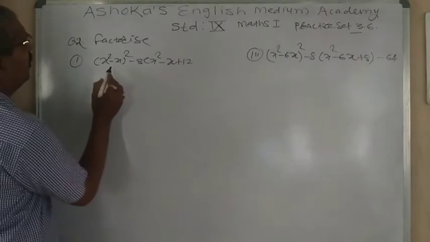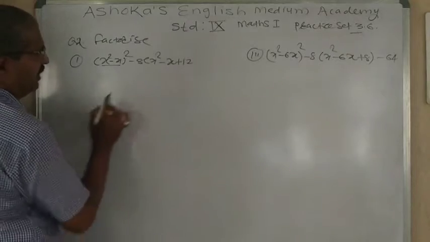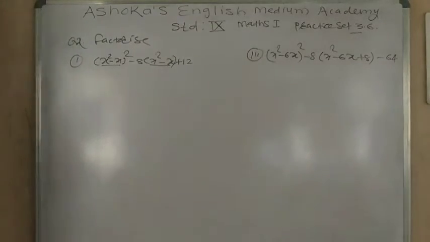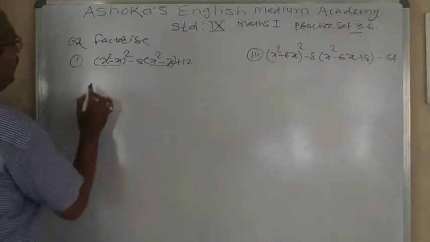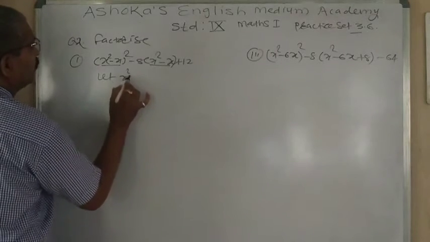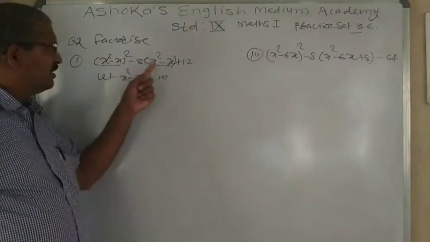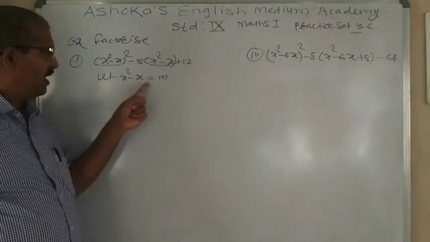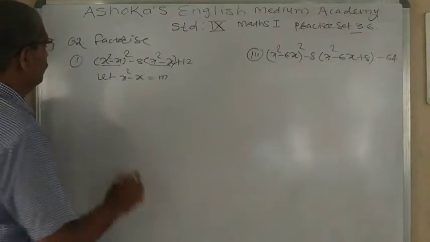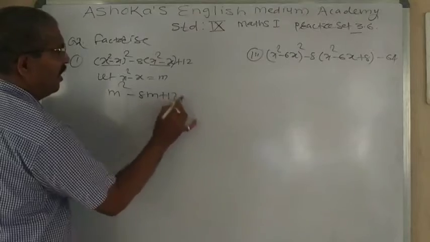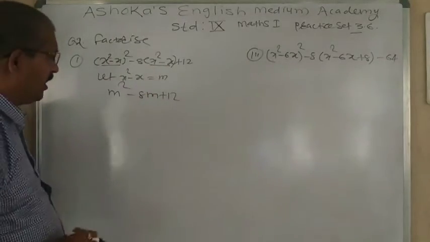Here if you observe the first bracket x square minus x, and in the second bracket also x square minus x, these two terms are common. Now let x square minus x be equal to m. Instead of x square minus x, we are taking it as m. Therefore m square minus 8m plus 12 is like question number 1.